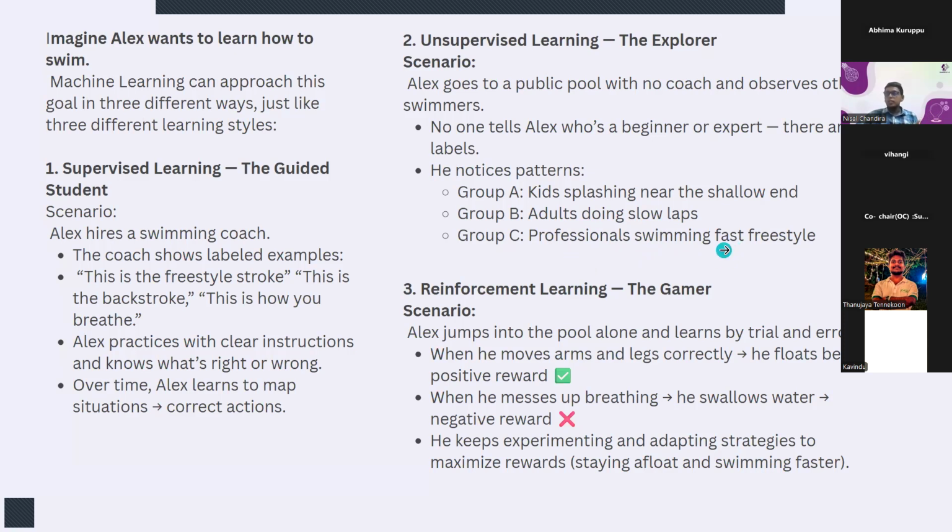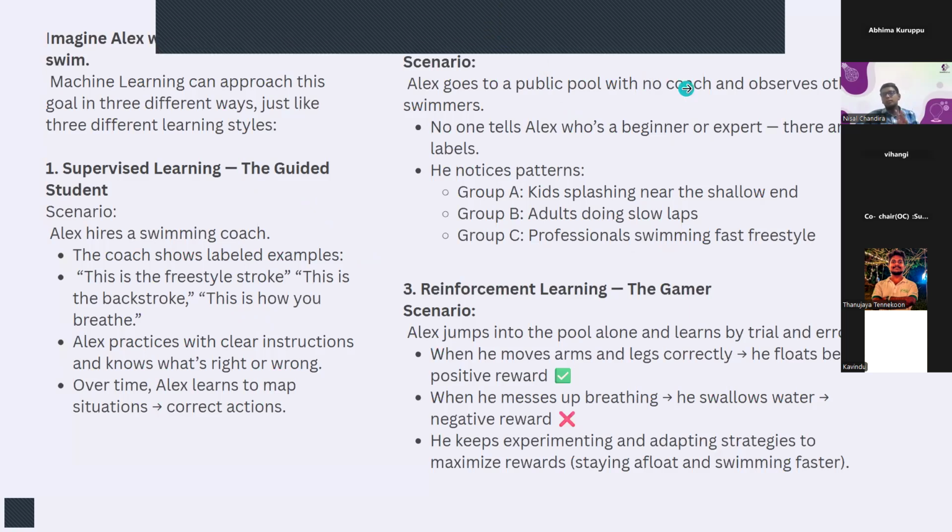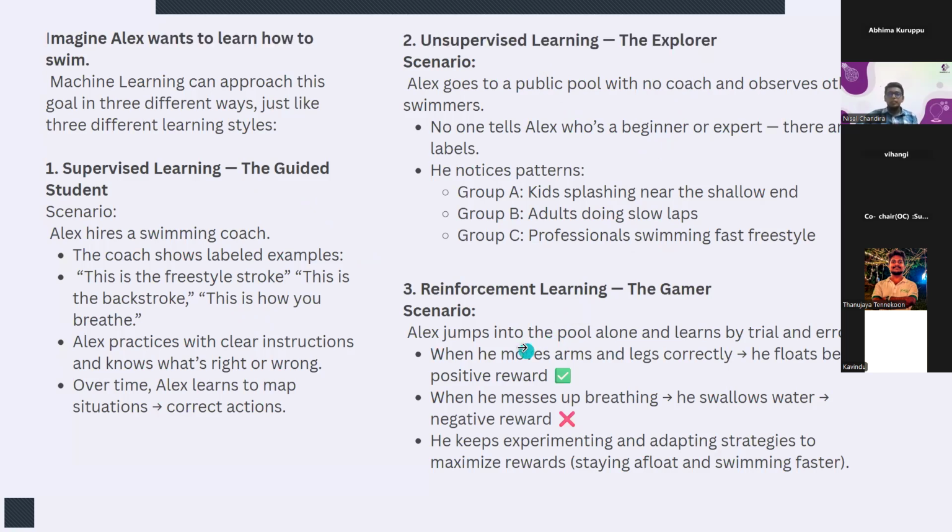Based on that, Alex can also learn. Watching the kids, watching the adults doing slow laps, and watching the professionals doing freestyle, Alex can learn to swim. That is the kind of analogy that unsupervised learning is doing. You will learn that in a separate slide as well, so I'll be focusing on supervised learning here. If you get the idea, that is okay, and I think you got some idea of unsupervised learning. Then let's move to reinforcement learning.